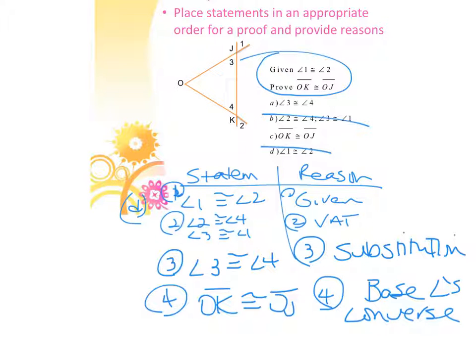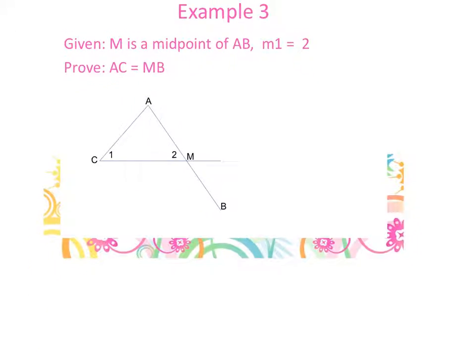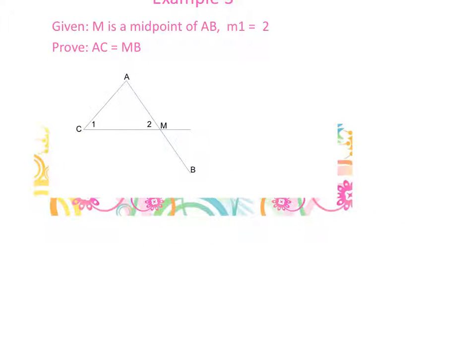Any questions on this? How many proofs? Another proof. Now, this is a little typo here. This should say measure angle 1 equals measure angle 2. So you can fix that. Little typo there. Okay, so it said M is the midpoint of AB. What does a midpoint do? When it's a midpoint of a segment, Mary Angel? Okay, cuts it in half into 2 congruent pieces.